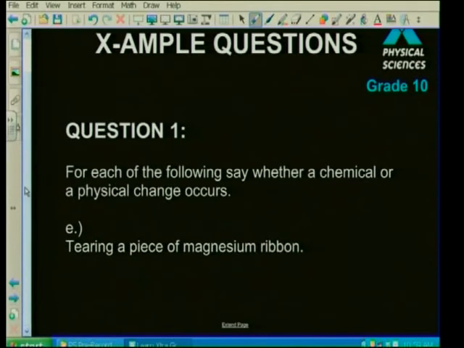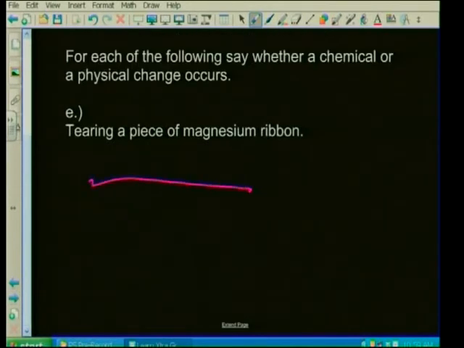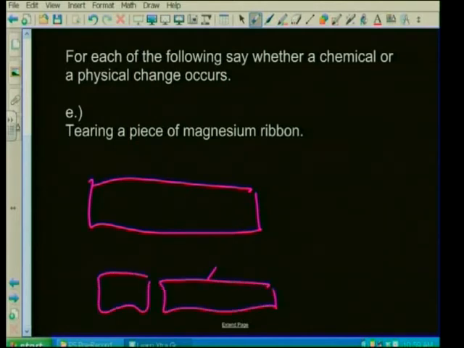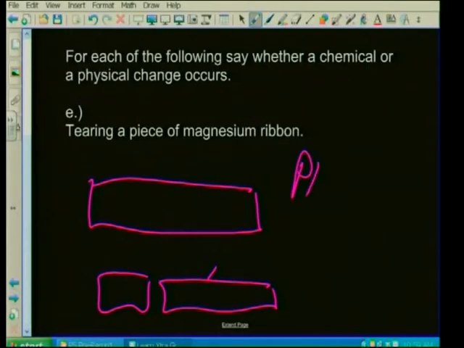Right, last one. We've got a piece of magnesium ribbon, and we take that piece of ribbon and we tear it in half. What have we done? Have we lost any substance? No, we've got the same number of molecules. Can we reverse it? No, not very easily in this case. Suppose we could melt it in an inert environment and reform it. Might work. But the same number of particles are there. No new substances are formed. Clearly, this is a physical change.